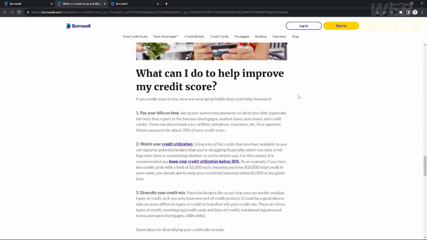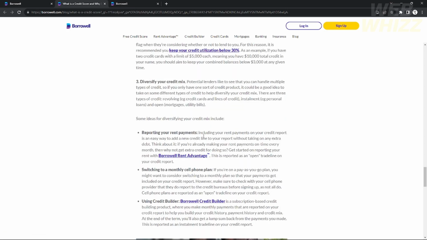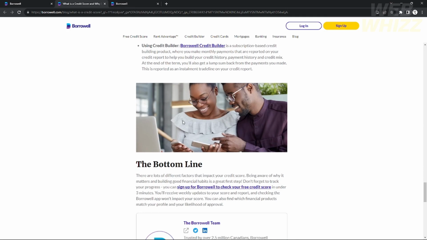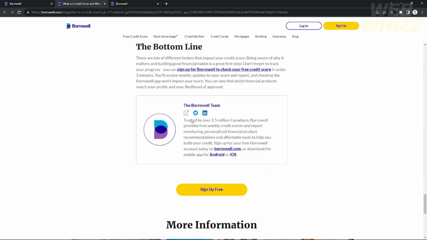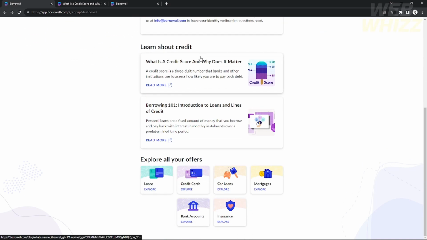So what can I do to help improve my credit score? As I said earlier, Borrowell recommends you keep your credit utilization under 30%. That is the most important way to improve your credit score. And you can read all of these ways to improve your credit score on their page if you log into an account.